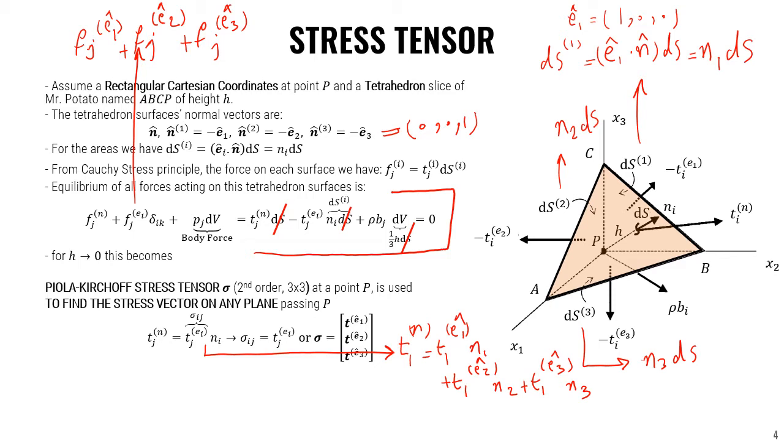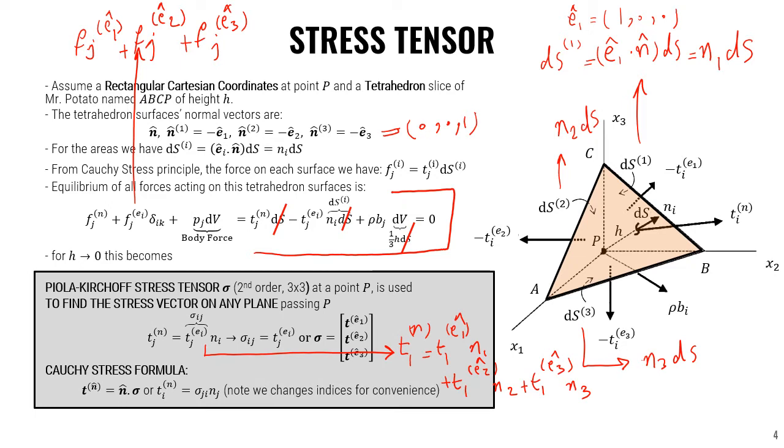We use the stress tensor to find the stress vector on any plane passing P with normal n. So we get the Cauchy's stress formula that says the traction vector on a surface passing P with normal n is equal to n dot sigma. And note that we changed the indices for convenience, changing the i and j. So T_i of n is equal to sigma_ji n_j.